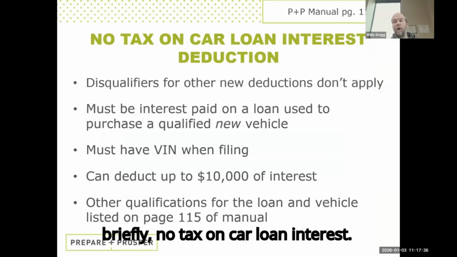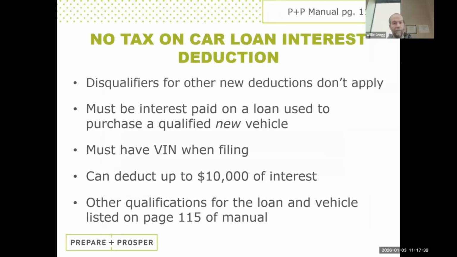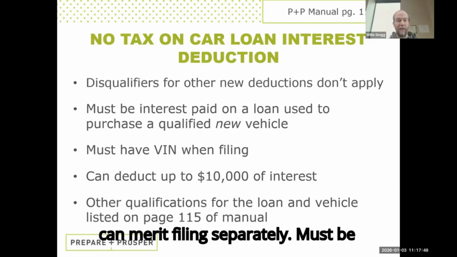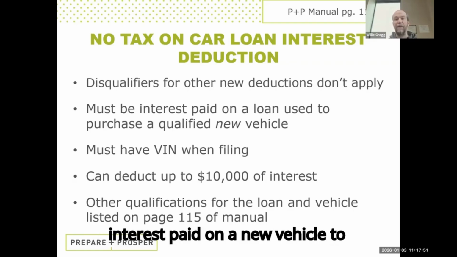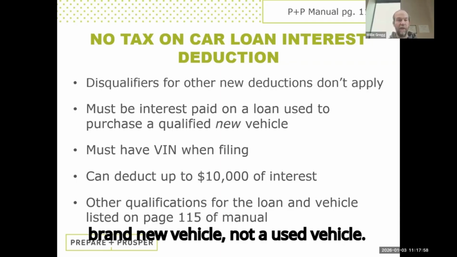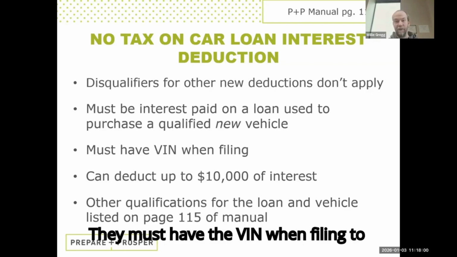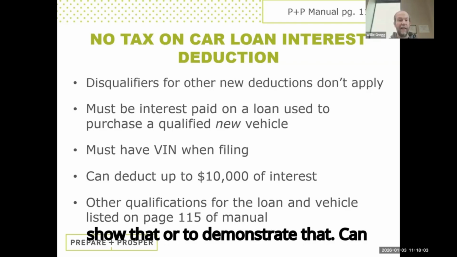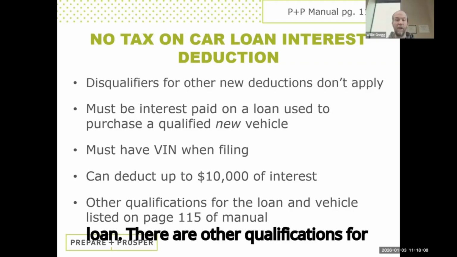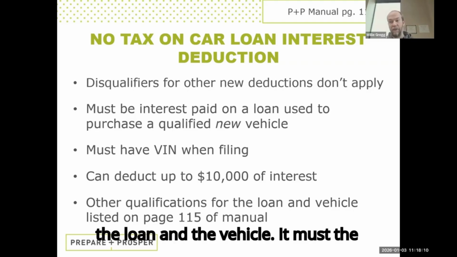All right, briefly, no tax on car loan interest. Disqualifiers for other new deductions don't apply. You can have an ITIN, you can be married filing separately. It must be interest paid on a loan to purchase a qualified new vehicle, brand new vehicle, not a used vehicle. They must have the VIN when filing to demonstrate that. You can deduct up to $10,000 of interest on that loan. There are other qualifications for the loan and the vehicle.